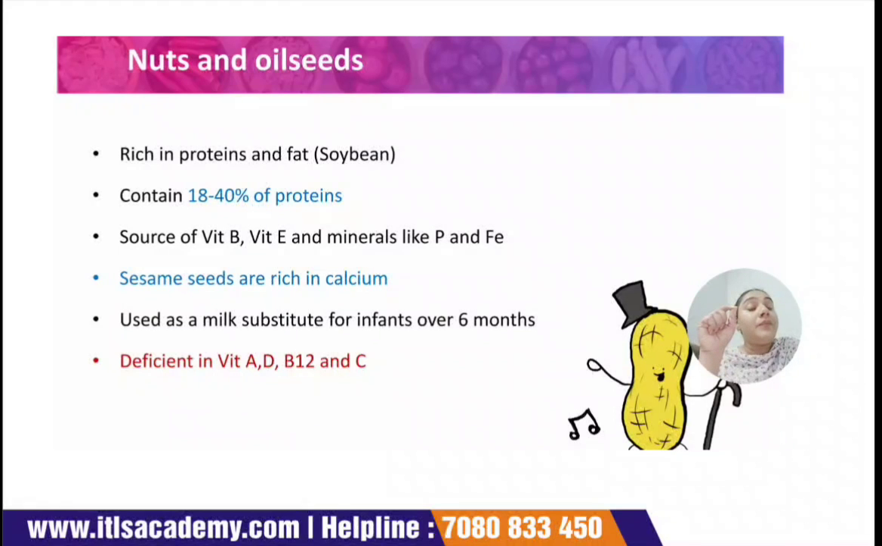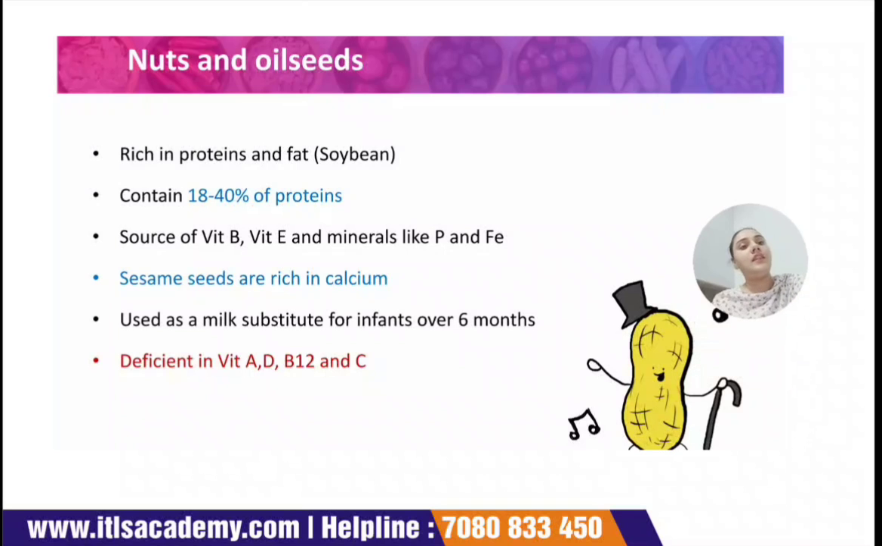If you see nuts and different types of oil seeds, they have a good content of protein as well as fat, like soya bean. They contain about 18 to 40% of protein. They have a good source of vitamin B, vitamin E, and minerals like phosphorus and iron. Sesame seeds are rich in calcium.